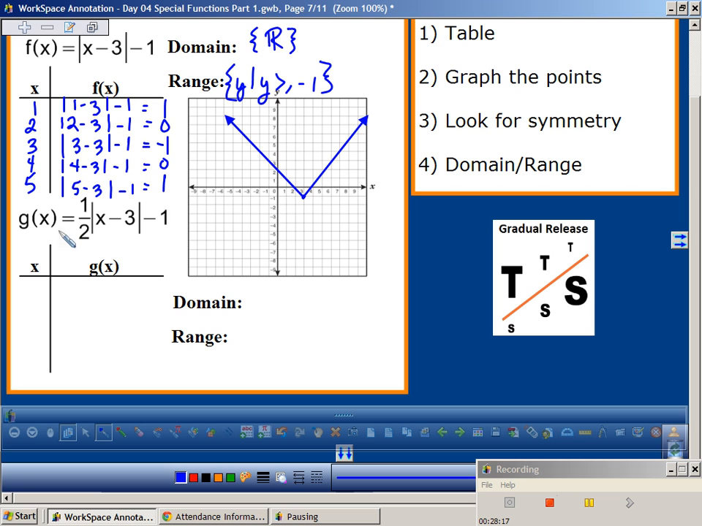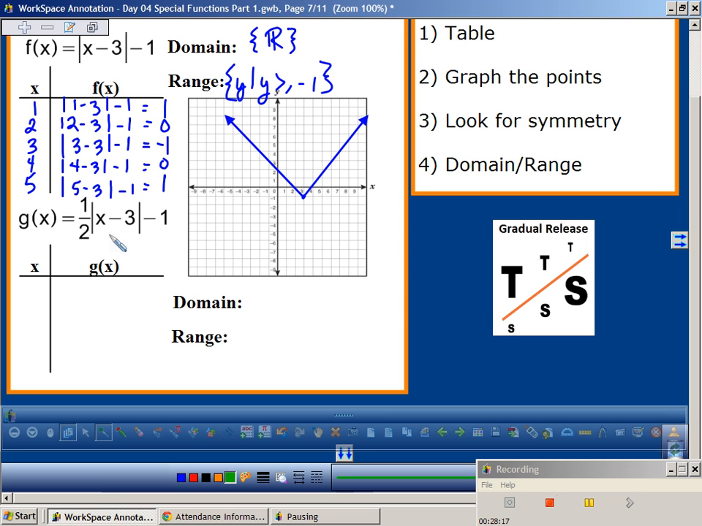Let's talk about g of x. Just a different function. That's why they named it something different. Since they named it something different, I'm going to use a different color. Alright, so this function, what's happening with this function? There's a half in front of it. Let's see what happens.